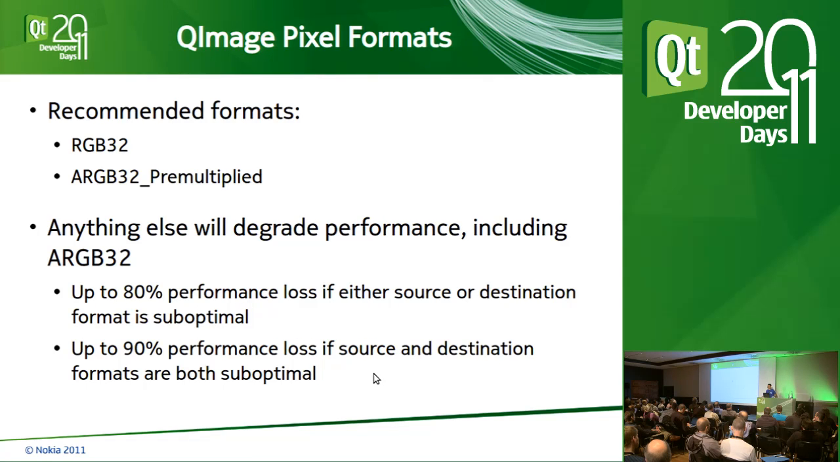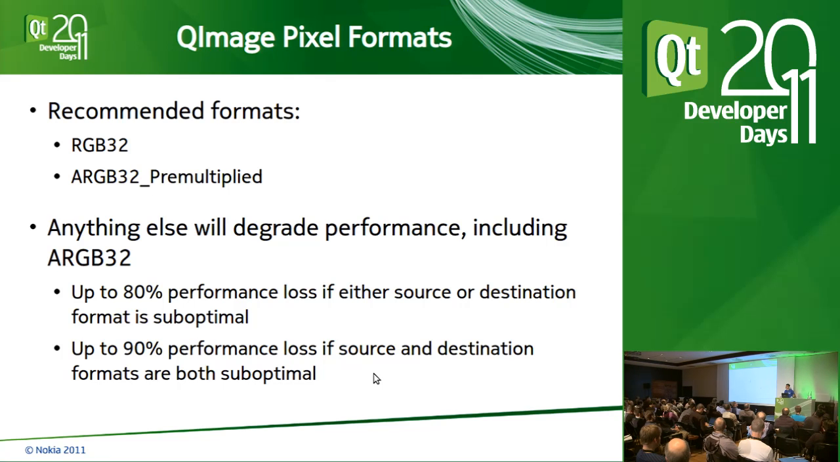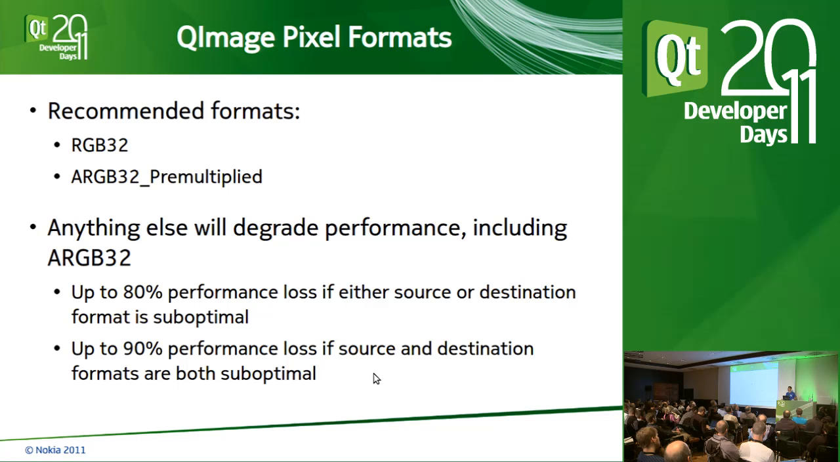The Raster paint engine supports various pixel formats, and not all of them have the same performance. And we recommend only using RGB32 and ARGB32 pre-multiplied. And you notice that this does not include ARGB32, which is not pre-multiplied. ARGB32 and all the other pixel formats will degrade performance.